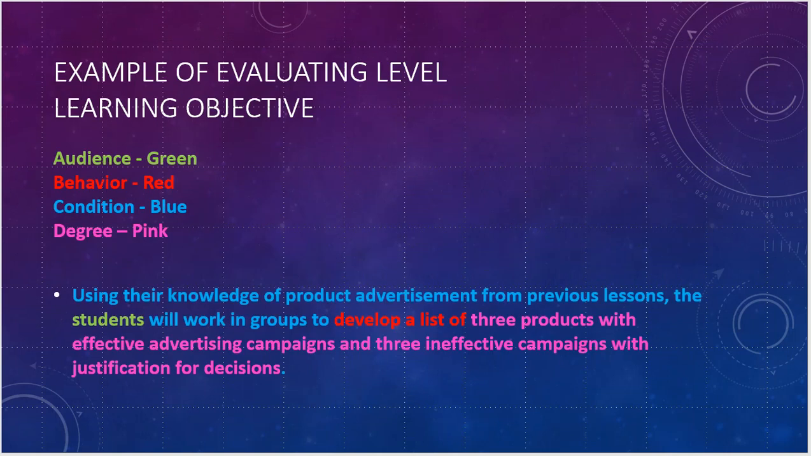All right, so what's that look like? We know it's the students. They're going to develop a list, and they're going to use their knowledge of product advertisement that they've worked from previous lessons, and they're going to work in groups. And what do they have to do? They have to have 3 products that have effective advertising campaigns and 3 ineffective campaigns with justification.